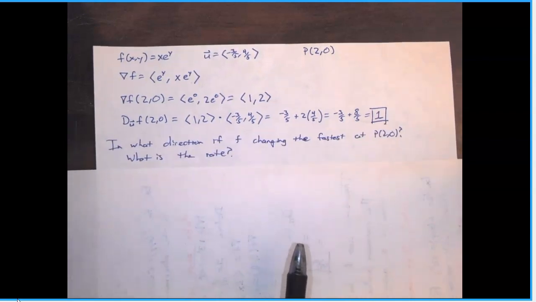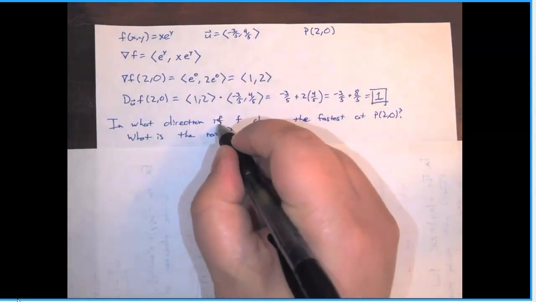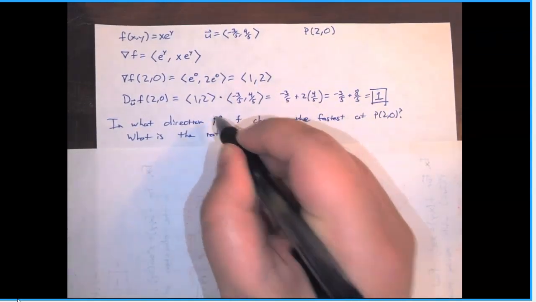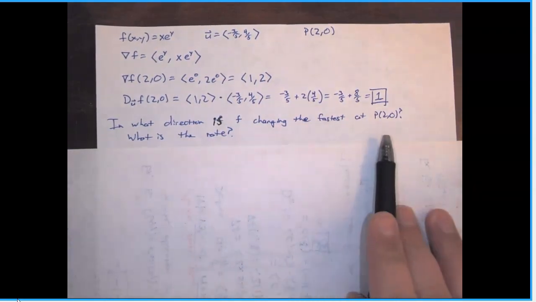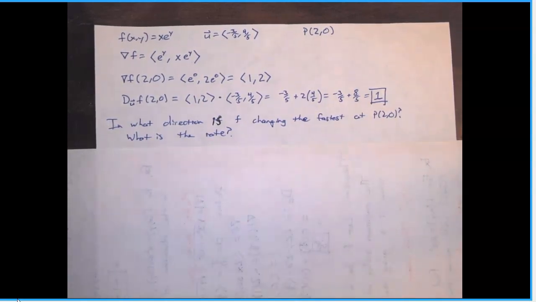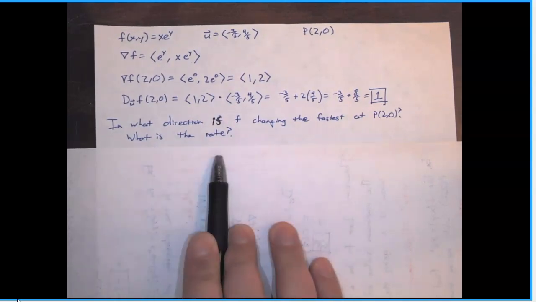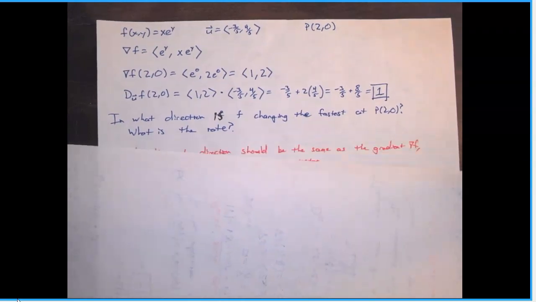Now I have a follow-up question. In what direction is f changing the fastest? It says if, but I think it's supposed to say is. Go ahead and change that. In what direction is f changing the fastest at the same point, and what is the rate it's changing? So we just saw that the rate that f is changing the fastest is the magnitude of the gradient. The direction so the rate is the magnitude of the gradient, and the direction is a unit vector going the same direction as the gradient.